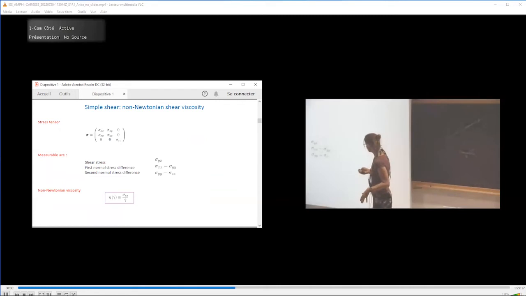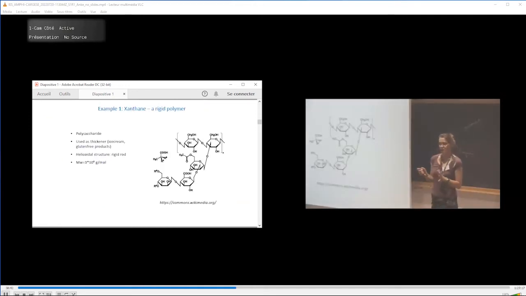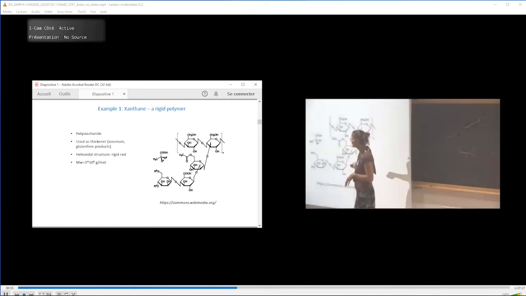So let's start with something relatively simple. Let's start just with non-Newtonian viscosity, and you will recover many things you've already seen, I think, during this week. So I want to start with a certain example, which is actually a polymer called xanthane, which is a rigid polymer. I copied that. I'm not a chemist. I hope it's the correct formula. I'm happy to hear more about that.